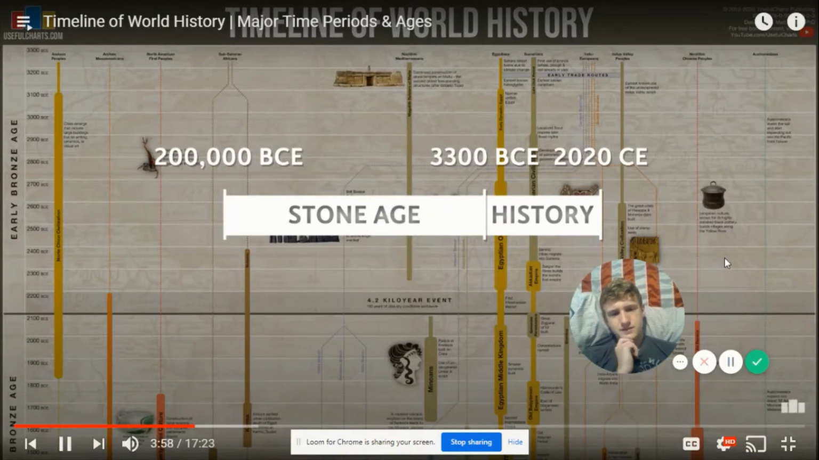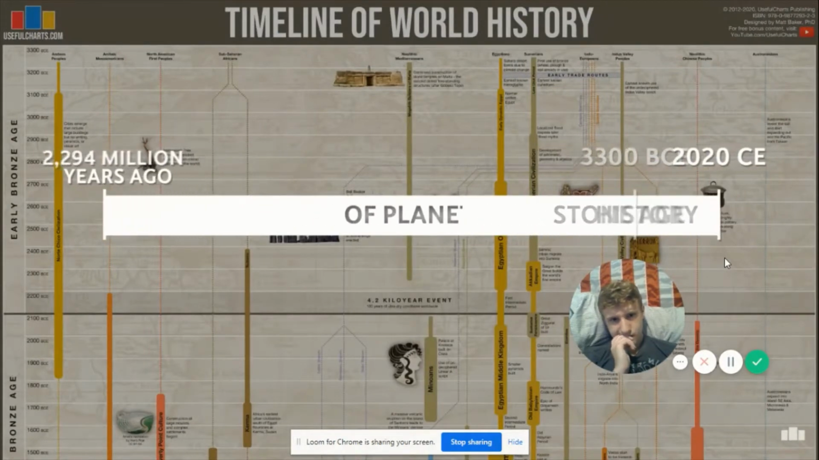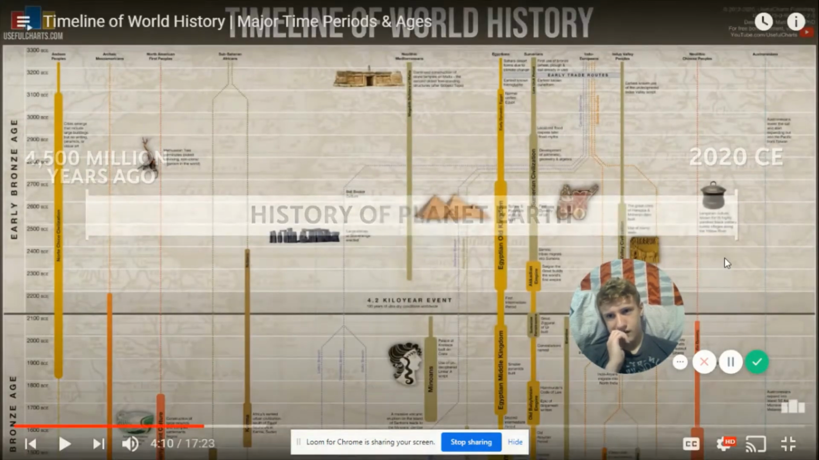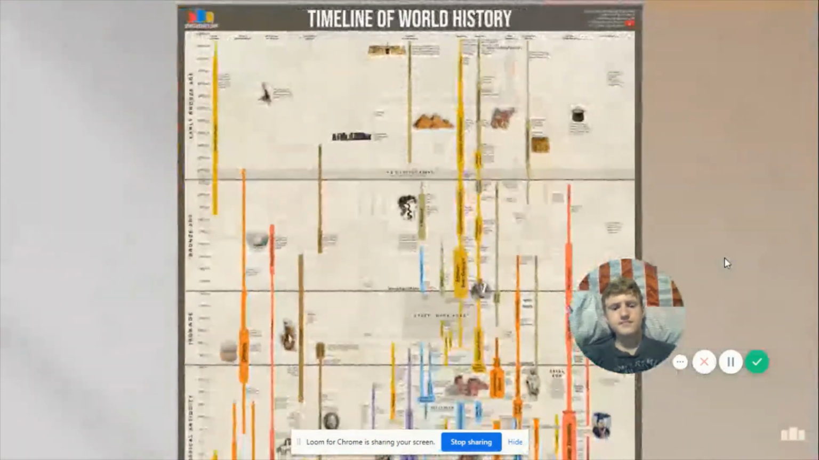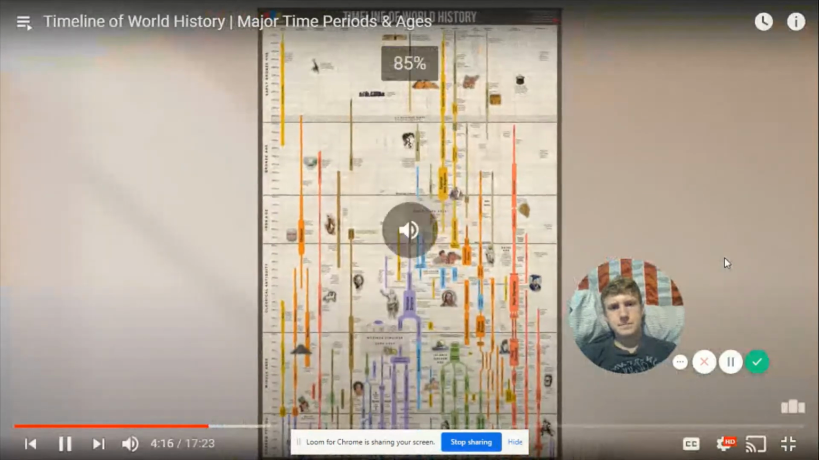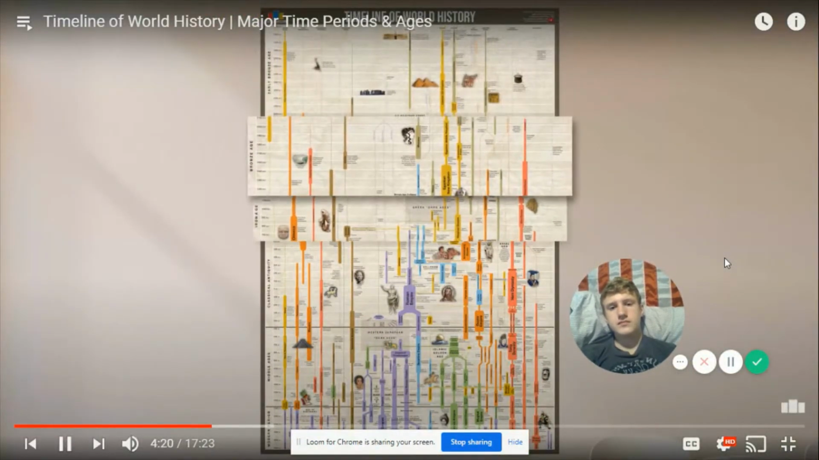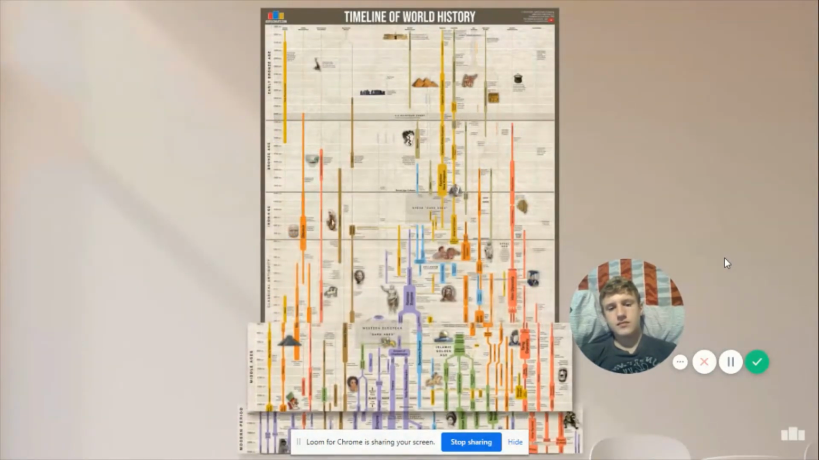If we're talking about the prehistory of the planet Earth, well, that goes back about 4.5 billion years. But this chart doesn't cover prehistory. Instead, it starts with the emergence of written records and goes from there. So on this chart, history is divided into 6 main time periods: the Early Bronze Age, the Bronze Age, the Iron Age, Classical Antiquity, the Middle Ages, and the Modern Period.